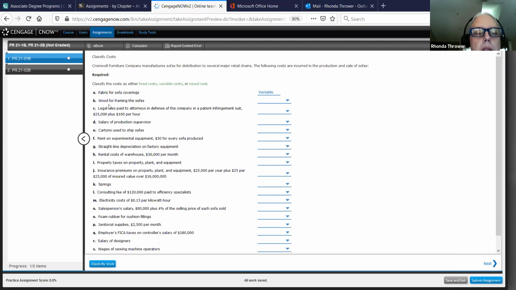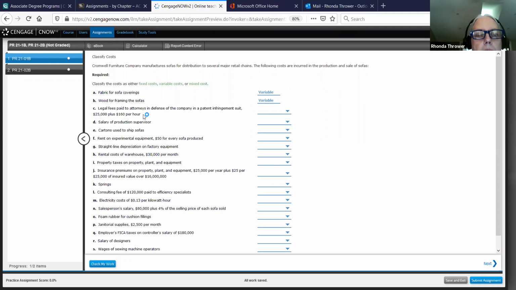In B, they're saying the wood that is used for framing the sofas. This too is a type of direct material. The more sofas you produce, the more the cost of the wood is going to be. So this is a cost that we call a variable cost because it varies with the number of units produced.